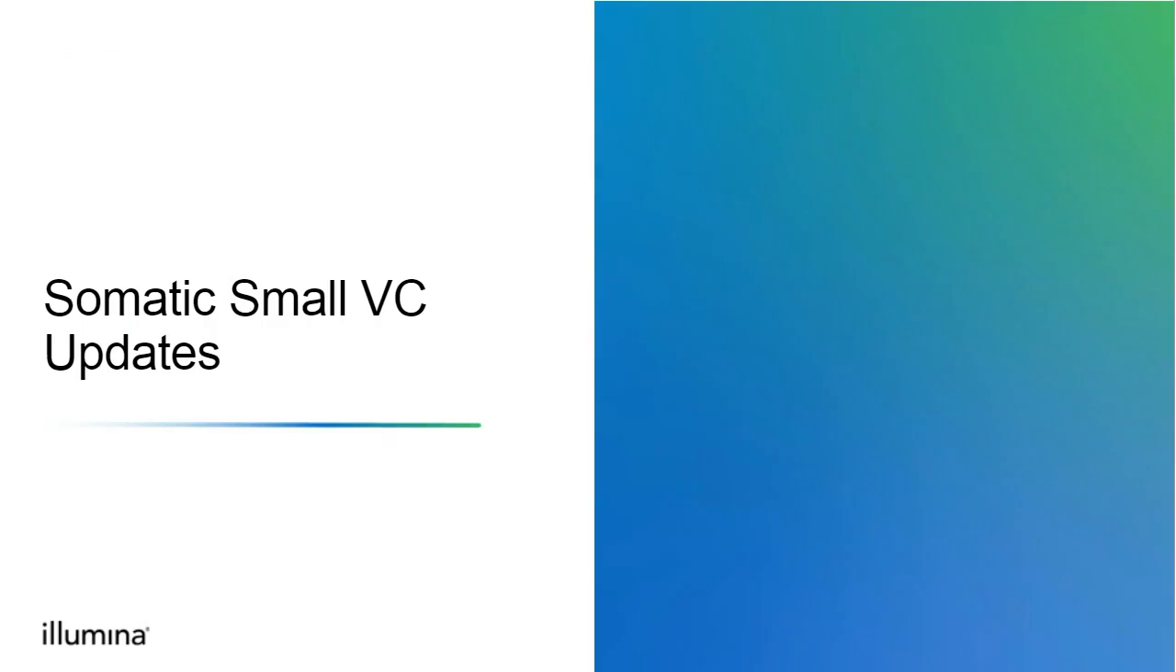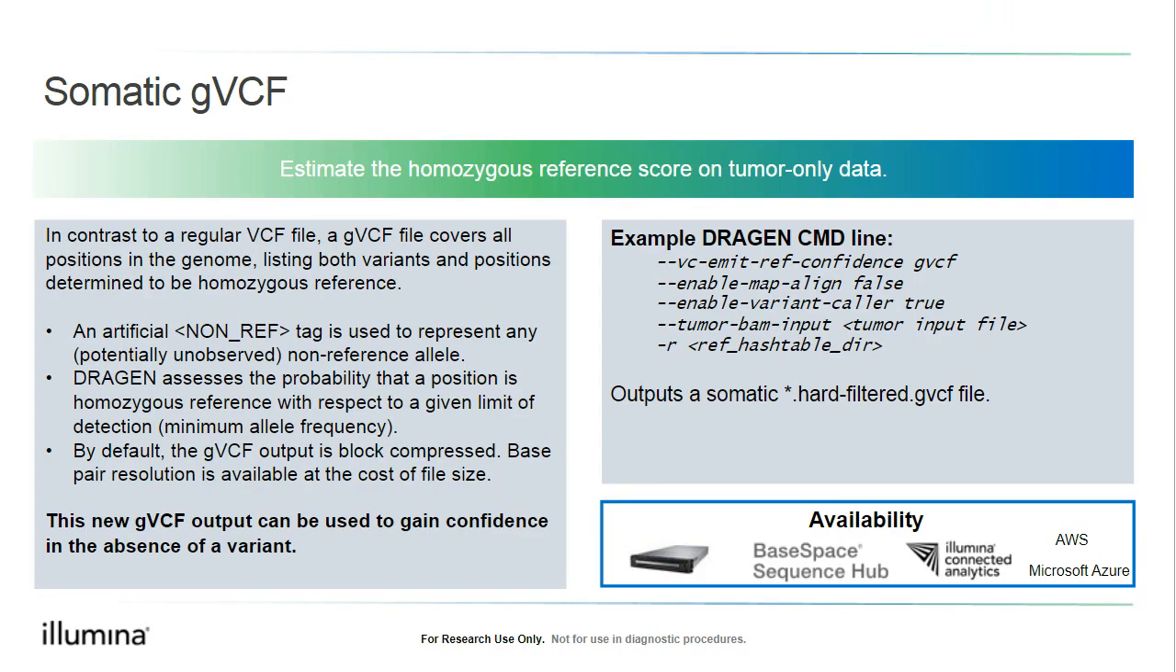Just a quick set of updates on the somatic small variant caller in this release. So one feature or one request that we were getting from customers is to enable GVCF capability for the somatic pipeline. So if you're aware, for the germline samples, we do support this, but we did not have this feature for a somatic pipeline. So again, in contrast to the regular VCF, a GVCF file will cover all the positions in the genome, right?